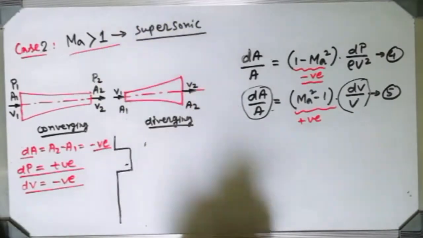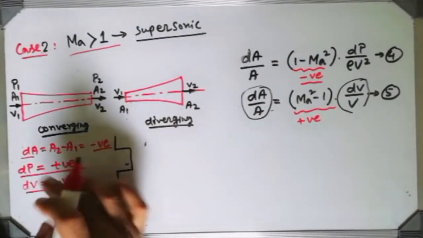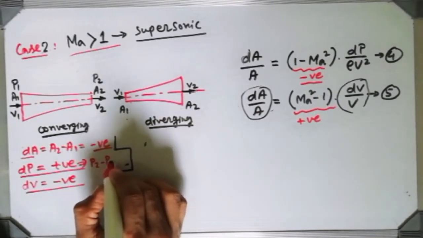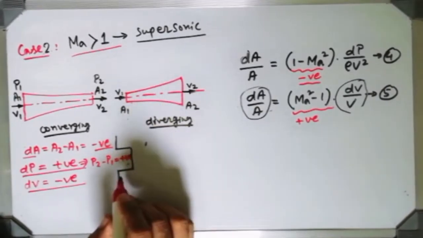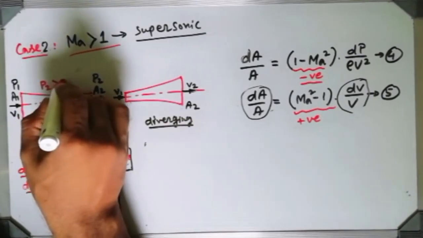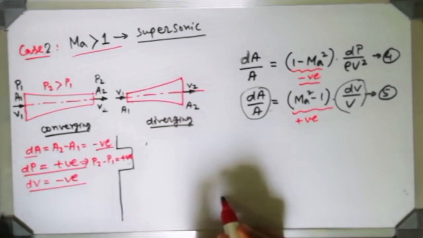What does this mean? dP has increased, that means what? That means P2 minus P1 is giving you a positive value. If it is positive, that means what? That means P2 is greater than P1. Exactly, that is the magic.